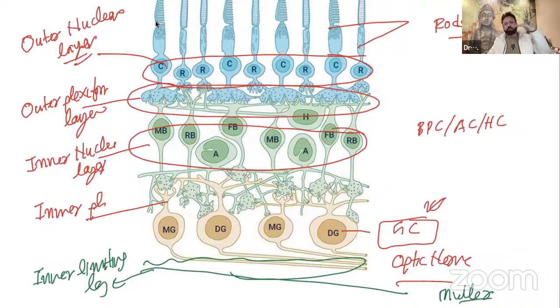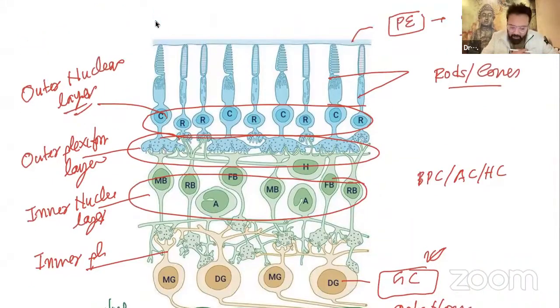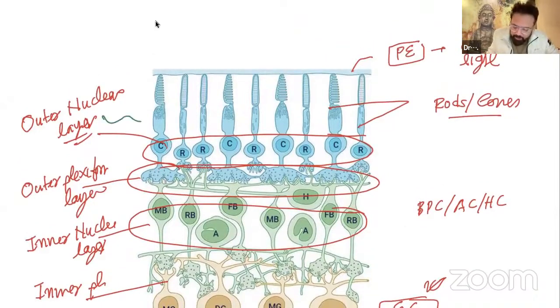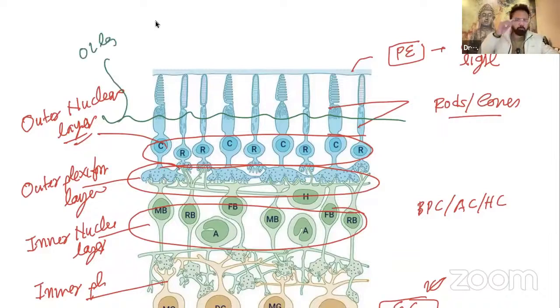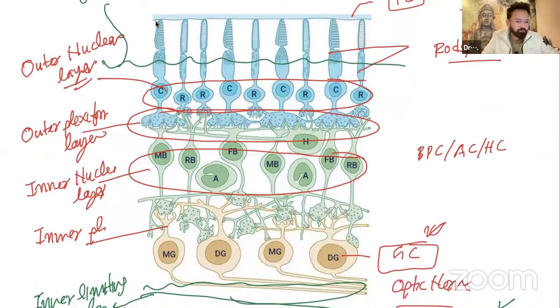Okay, so inner limiting layer is formed by Muller cell. Muller cell is the only cell which has no role whatsoever in visual processing, and outer limiting layer is between the cell body and the nucleus of photoreceptor. It is the outer limiting layer. Bundles of questions are there with this image.